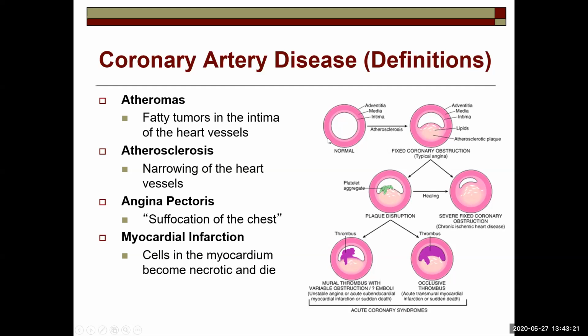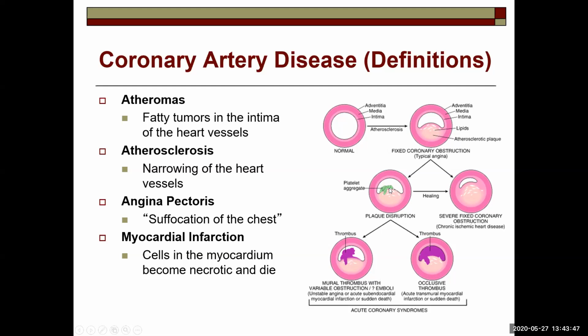So here's what we have here. These are the walls of the artery: adventitia, media, and intima. Atherosclerosis can lead to buildup of lipids and fixed coronary obstruction, and typical angina can give you this. Like you have a partial obstruction, you have a little opening for the blood, but not enough.